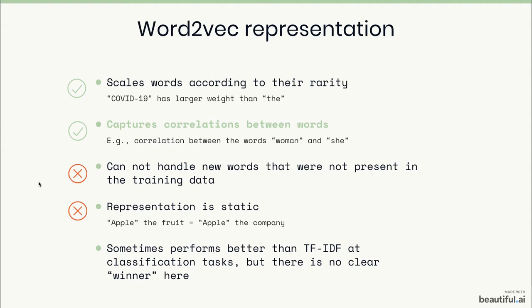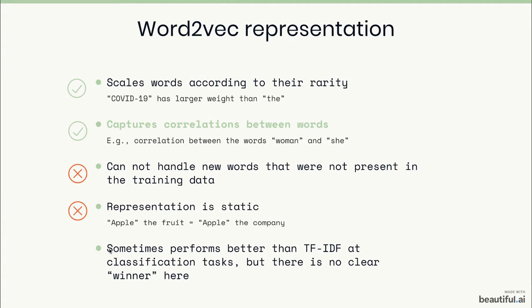There are still some downsides with the Word2vec representation. It still cannot handle new words that were not present in the training data, because we're still using the bag of words representation to begin with. And secondly, the representation is still static. Even though we are taking context into account, like the surrounding words, we are still associating apple the fruit to the same embedding as Apple the company.